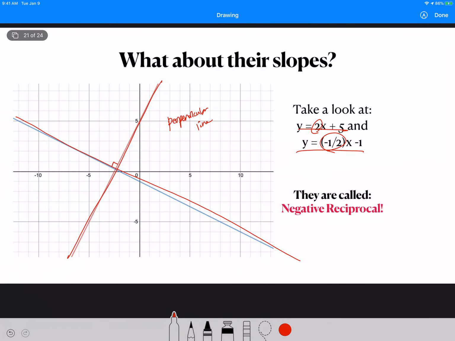Okay? So the relationship between the slopes of perpendicular lines is that the slopes are something called negative reciprocals. You change the sign and you flip over the top and the bottom.